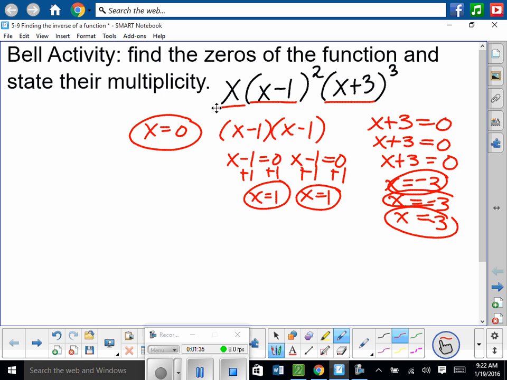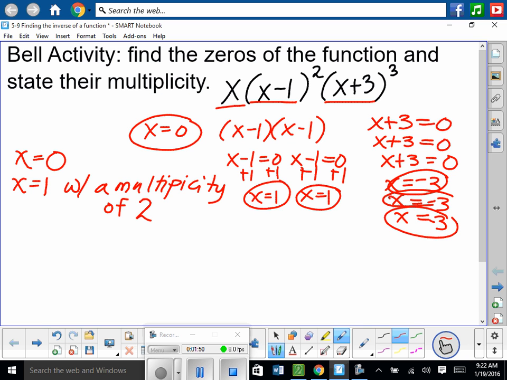So you would write it like this. In secondary math 3, you would say x is equal to 0, x is equal to 1 with a multiplicity of 2 because it happened twice, and x is equal to negative 3 with a multiplicity of 3, because that happened 3 times.